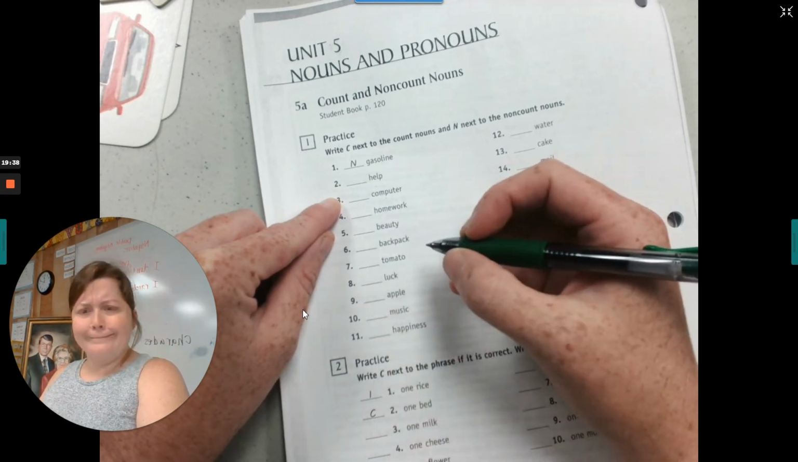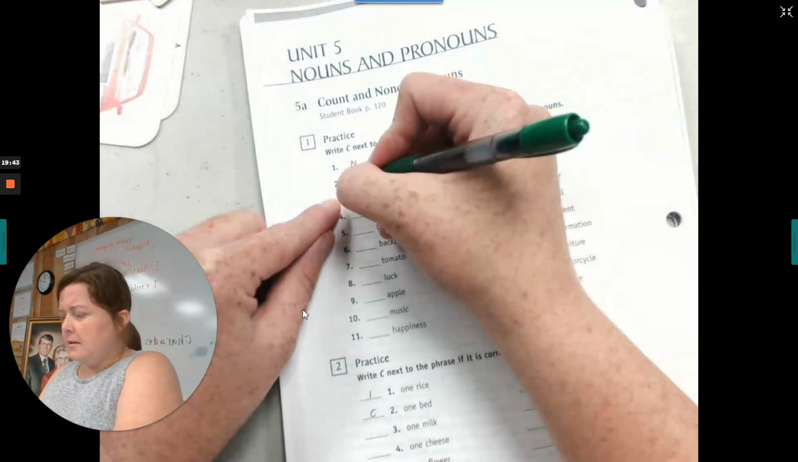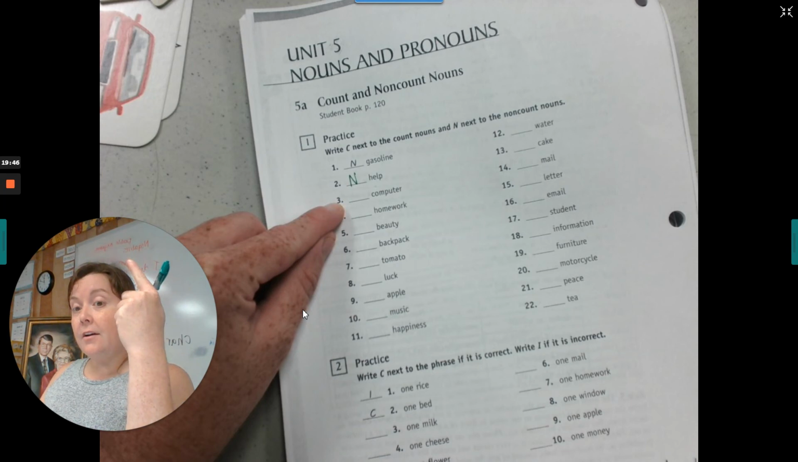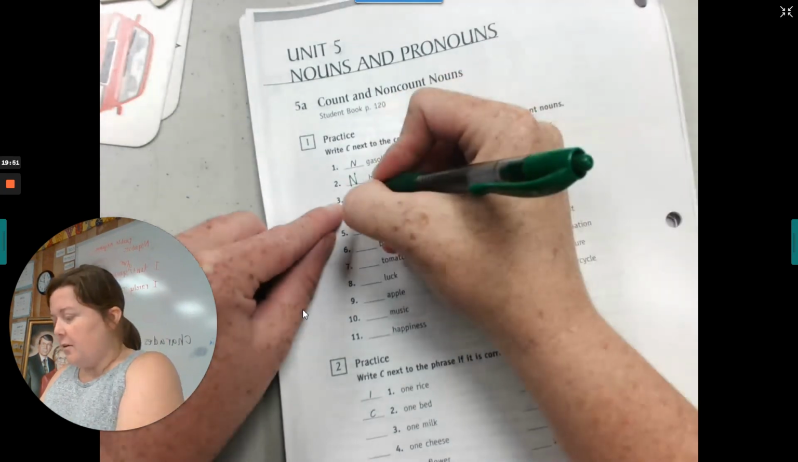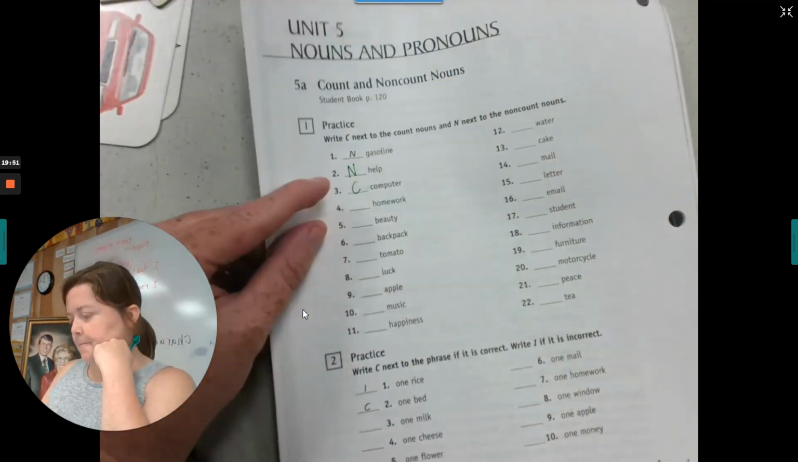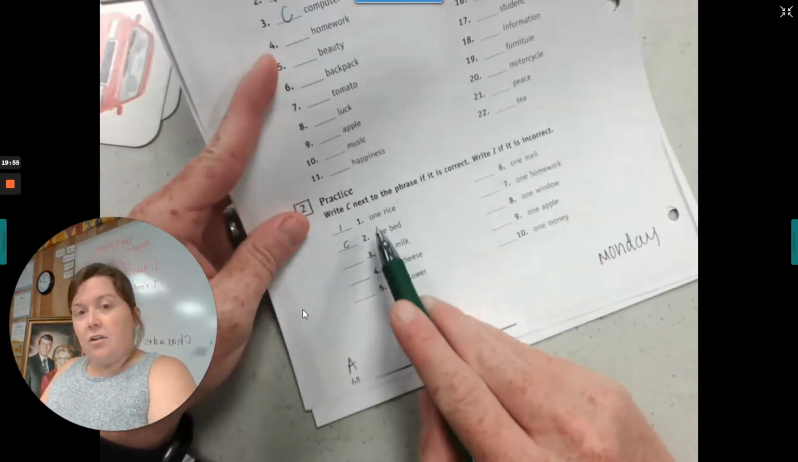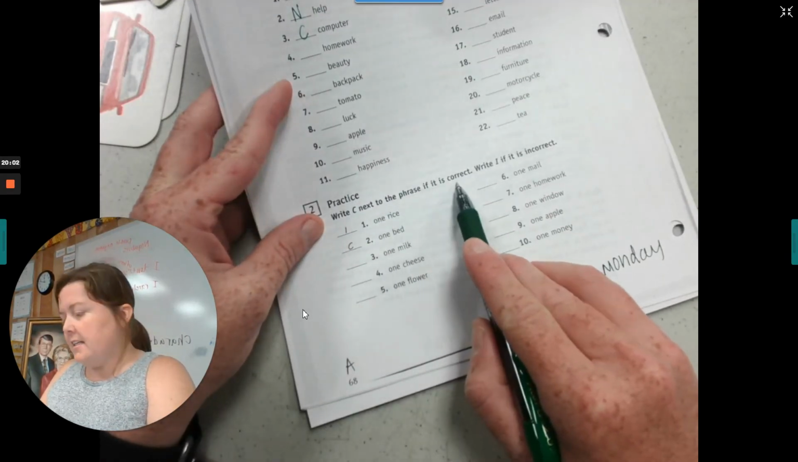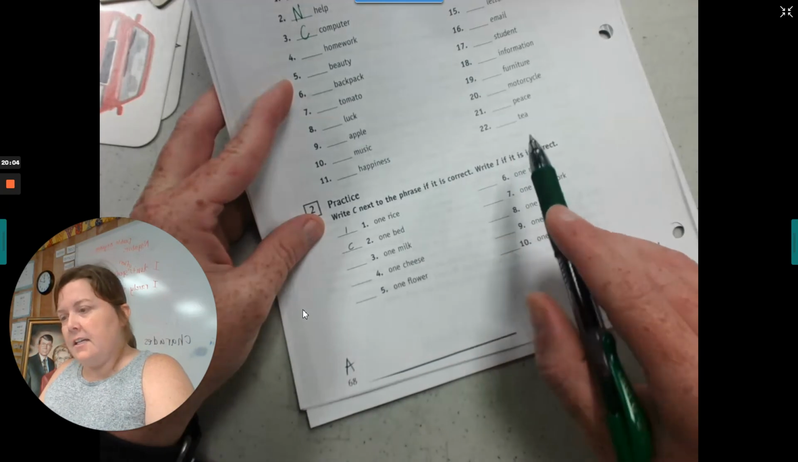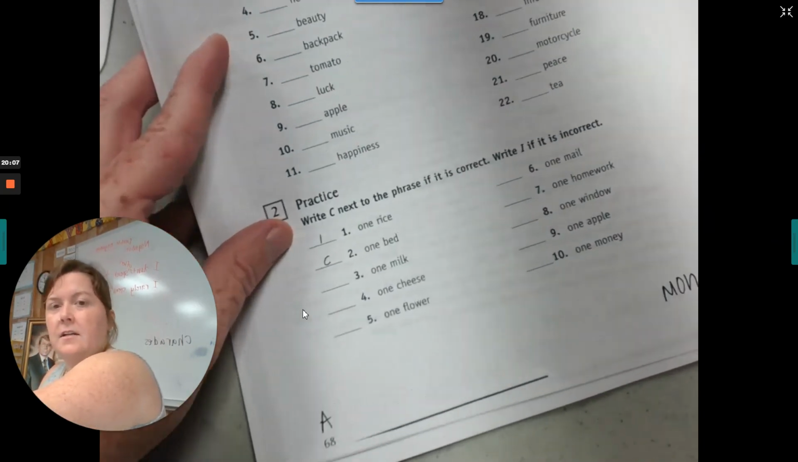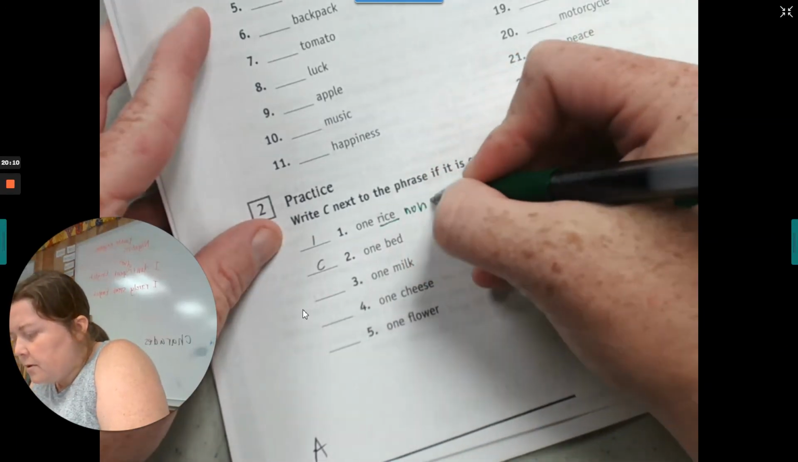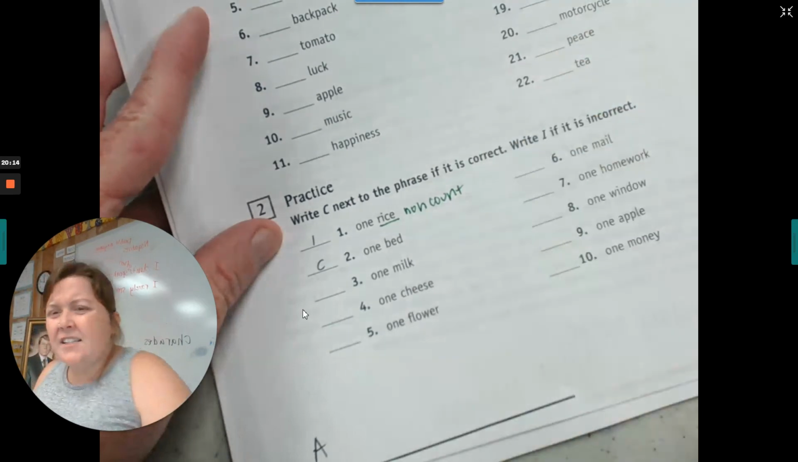All right, so you're going to do that. Let's see. Okay, so look at this. This next one you're going to write C next to the phrase if it is correct and write I if it is incorrect. All right. So look, rice, that's a non-count noun. Rice, we don't say 1 rice, 2 rices. No, you eat some rice, right? So 1 rice, that's not correct. Okay, so they put an I for incorrect, means not correct.